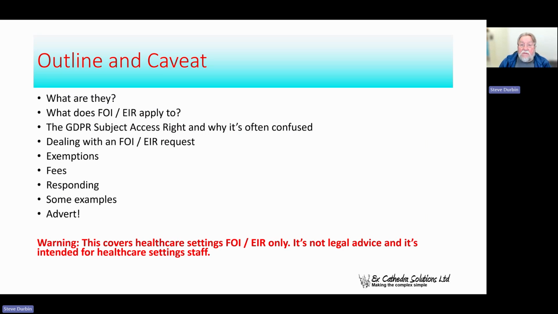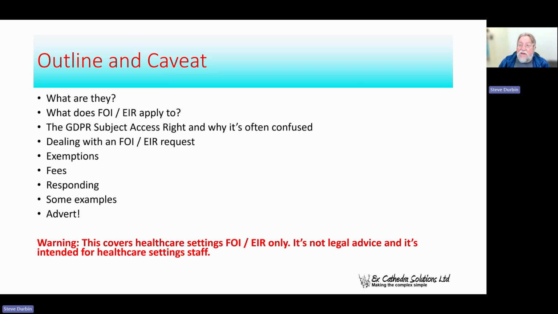So what we're going to go through is this list here. What's the law? What's it apply to? Why it gets confused with the GDPR subject access right, because it does. And how you deal with them, what exemptions are available, how you can charge fees, how you respond. Some examples, of course, and a bit of advertising for us at the end.